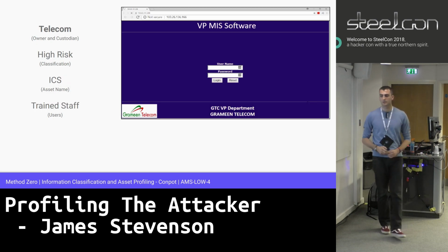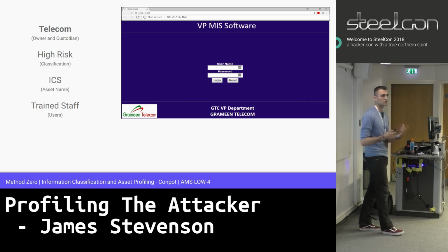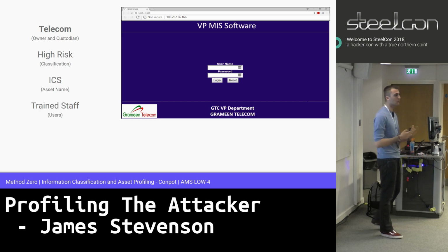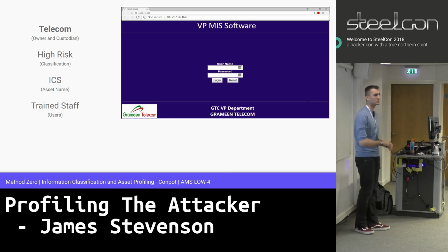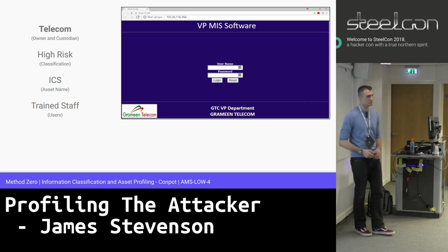Our final honeypot, or our final asset, is based out of Amsterdam. This is an industrial control system honeypot, and we're going to use our imaginations again, and pretend that this is a telecommunications industrial control system, a high-risk asset, and primarily used by highly trained staff.